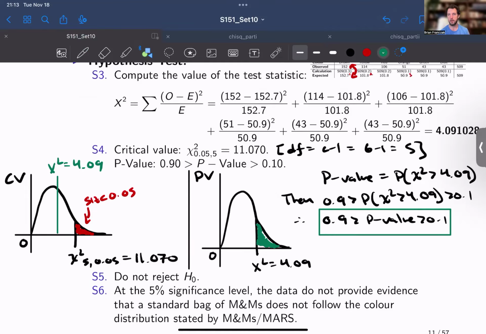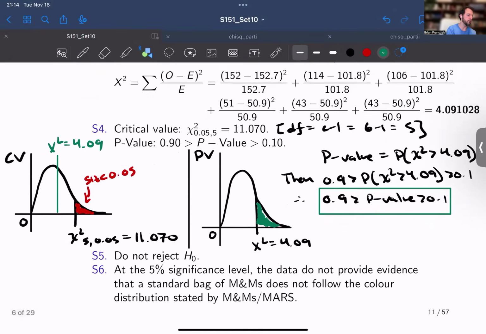Now, how do we use the p-value? The same as before. We're just asking, is the p-value less than or equal to alpha? Because if it is, we can reject. In this case, the p-value is between 0.1 and 0.9. So anything between 0.1 and 0.9 has to be bigger than 0.05, which is our significance level. So therefore, the p-value is bigger than alpha, and therefore we do not reject the null.